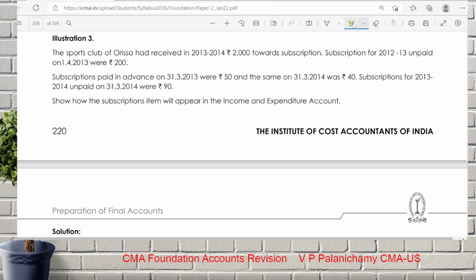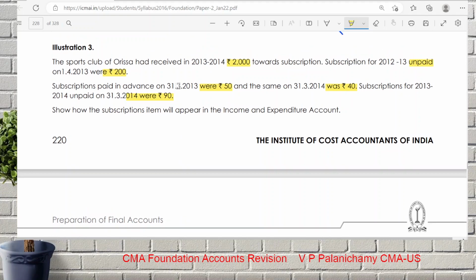How much is received? 2,000. The last year's outstanding subscription. Unpaid means opening balance outstanding. Advance at the beginning of the year is given. Advance at the end of the year is given. Then the current year's amount outstanding is given. Try this. Let us see which one.